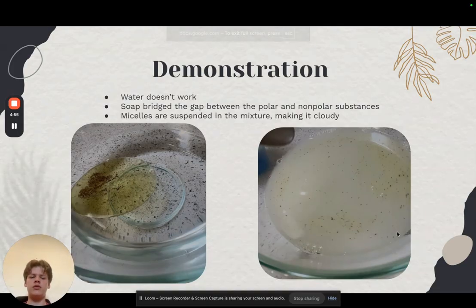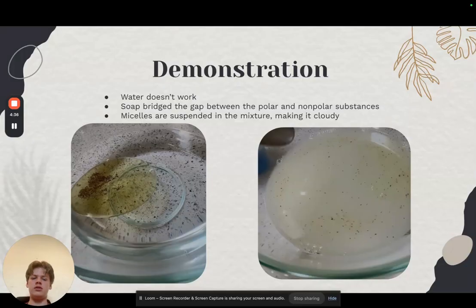So, as I explained on the previous slide, water cannot work on its own. That first picture on this slide was at the start of my demonstration, and that was just with water in there. And then oil and dirt was on top of that water because it would not mix. Water could not get rid of those contaminants.